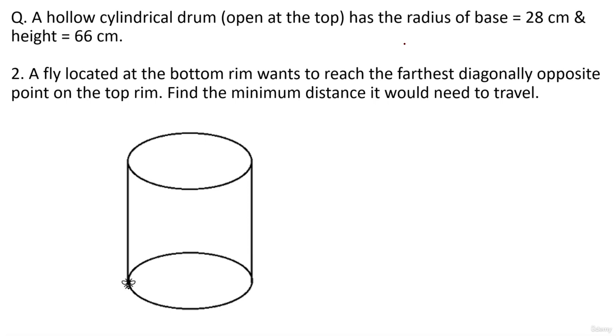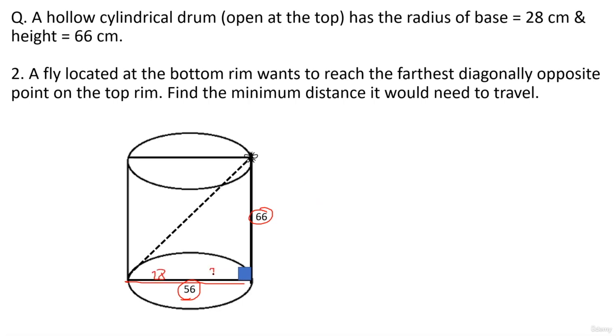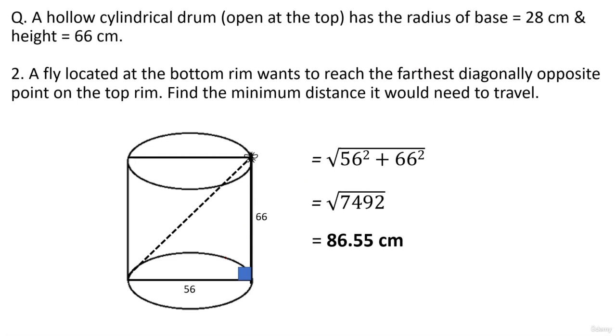So demonstrating it this way, the fly is starting from the bottommost point and going to the top. This is the distance the fly will travel. Now if you observe carefully, guys, it's a right angle triangle. इसका जो perpendicular side इनमें से एक है अपना height 66 और जो नीचे वाला side है वो क्या है, 56. This is the diameter here. 28 यहाँ पे radius है, तो diameter कितना हो जाएगा, 56. So this distance is found by the Pythagoras theorem. The root of 56 square plus 66 square, the answer is 86.55 approximately.